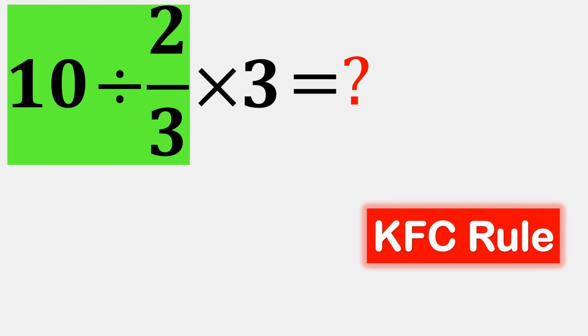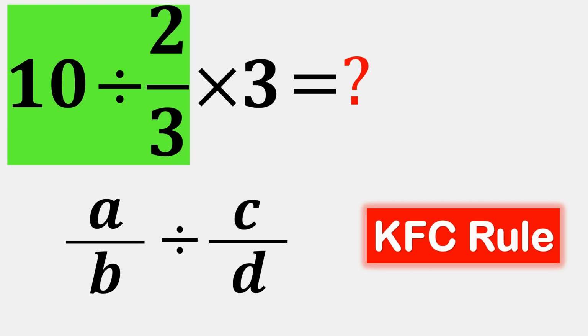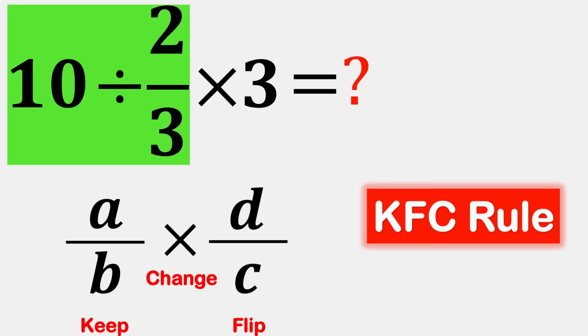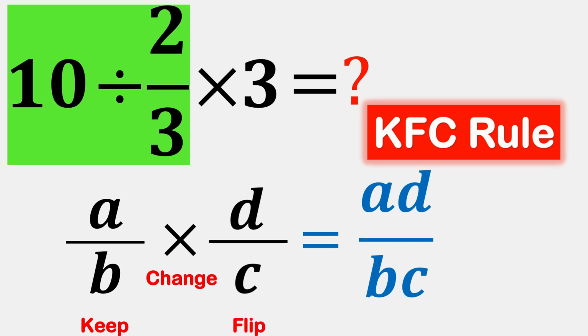To solve something like A over B divided by C over D, we use the KFC method. K means keep the first fraction exactly as it is. F means flip the second fraction upside down. C means change the division sign to multiplication. Now, simply multiply the numerator by the numerator and the denominator by the denominator. The result becomes AD divided by BC, just like that.